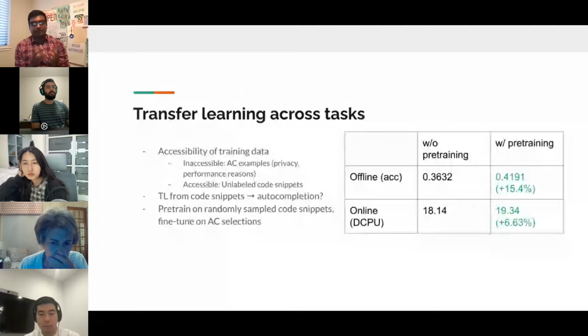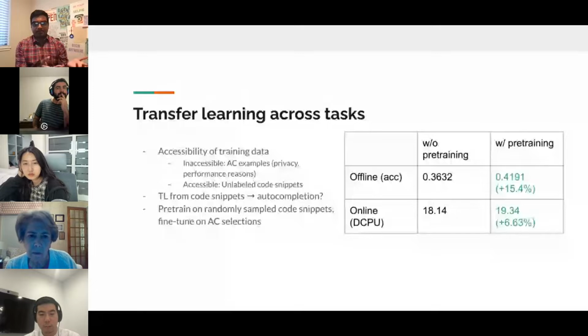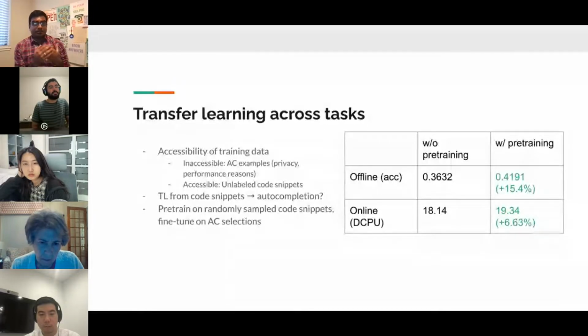And this would entail pre-training a model on these kinds of randomly sampled snippets of code that are unlabeled, and fine-tuning the model on maybe a smaller subset of auto-completion selections if the data is available. So on the right, as you can see there, we notice that this pre-training that we can do on these randomly sampled snippets of code actually boosts the accuracy of the model by a statistically significant margin. For example, in the top one accuracy, we went from 36% or 0.36 top one accuracy to 0.41. And it also had an impact on the online metric in terms of daily completions accepted per user.